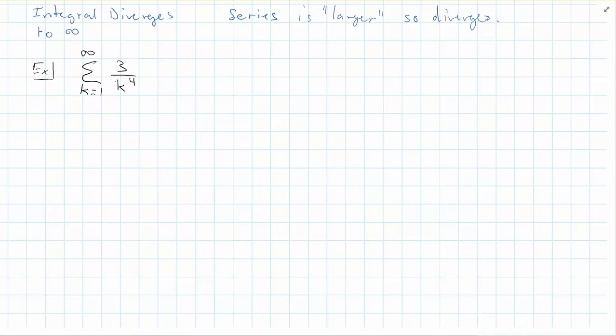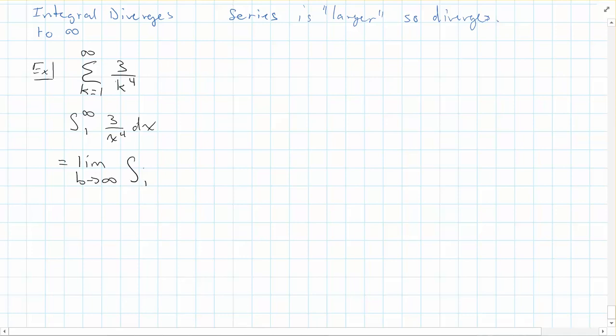Okay, so this one, again, when it's an integral test, when we're doing an integral test here, we have to set up the integral, so I'm going to look at the integral from 1 to infinity of 3 over x to the 4th, not 3 over k, I like to do these as x, it doesn't really matter, dx, which is going to be equal to the limit as b goes to infinity of the integral of 3x to the minus 4 dx.